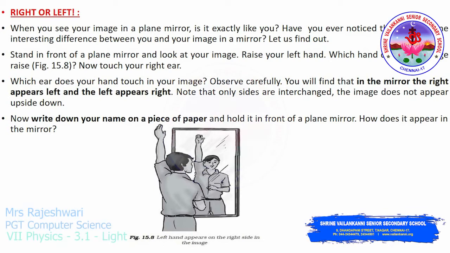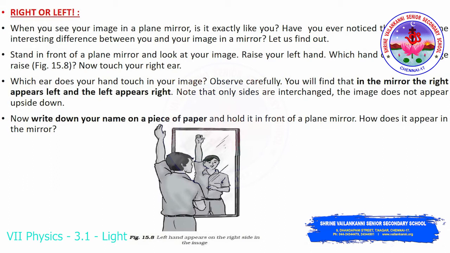Hello children, in today's class we are going to discuss the reflection of light, a continuation of the topic which we discussed already. Reflection of light: we already discussed how light changes its direction when it falls on a plane mirror. Now we are going to discuss how the image appears in front of a plane mirror. So just look at the topic: right or left.